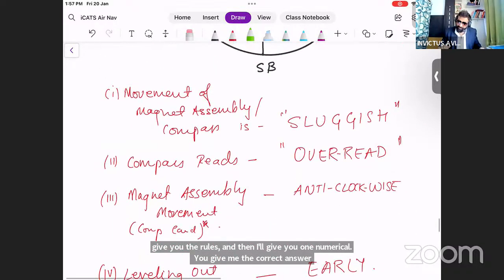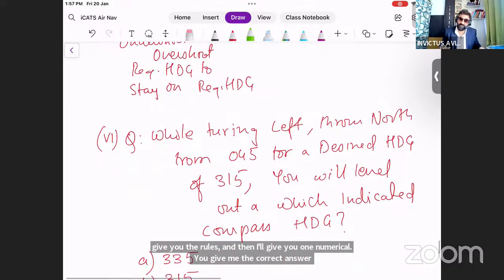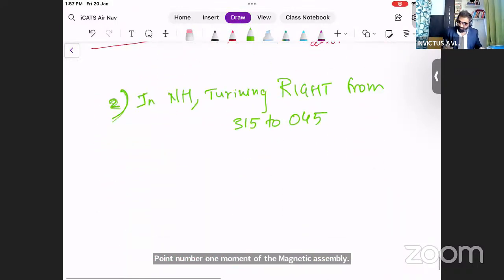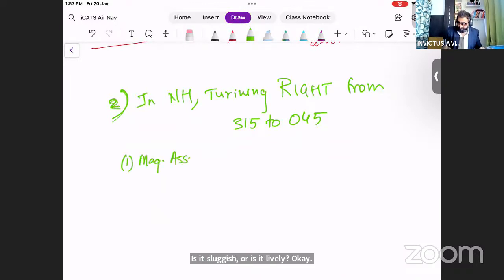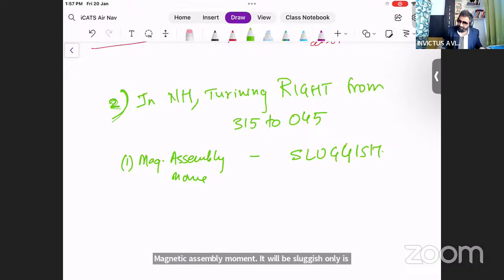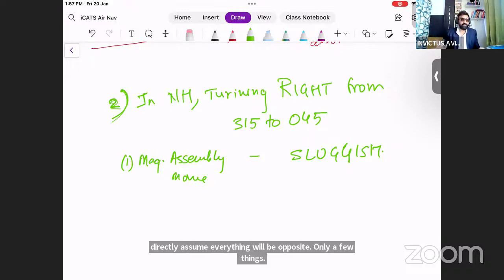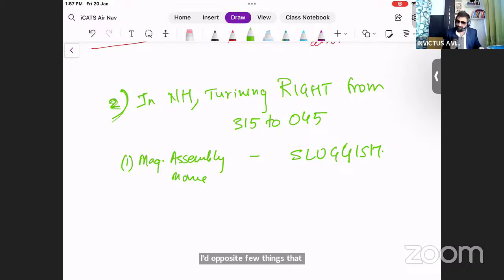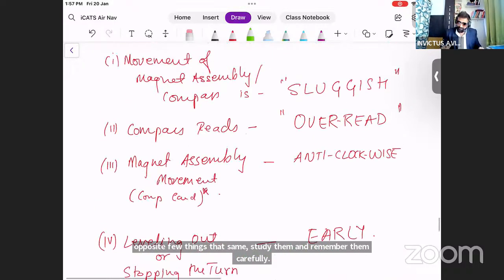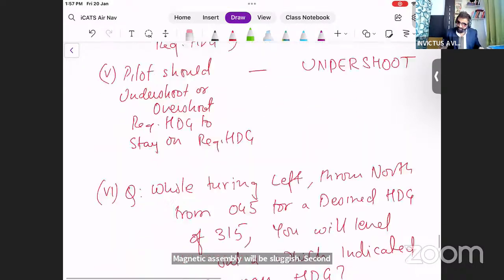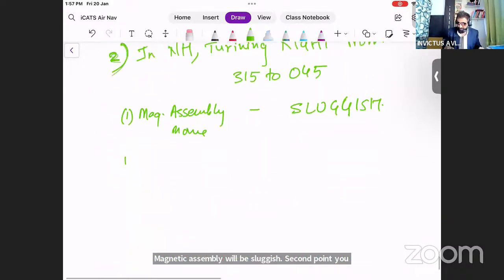Point number 1, movement of the magnetic assembly. Is it sluggish or is it lively? Okay. Magnetic assembly movement, it will be sluggish only. इसलिए मैं आपको बोल रहा हूँ, that's why I'm telling you all, don't directly assume everything will be opposite. Only few things are opposite, few things are same. Study them and remember them carefully. Magnetic assembly will be sluggish. Second point you will write, compass reading, will it overread or underread?